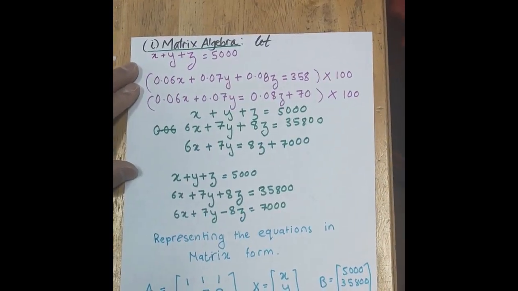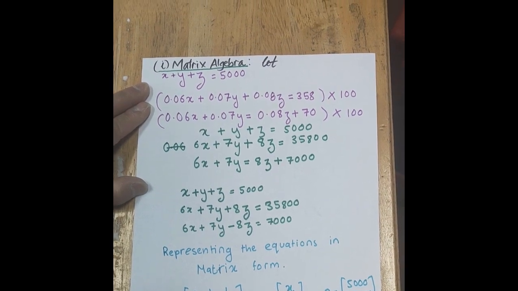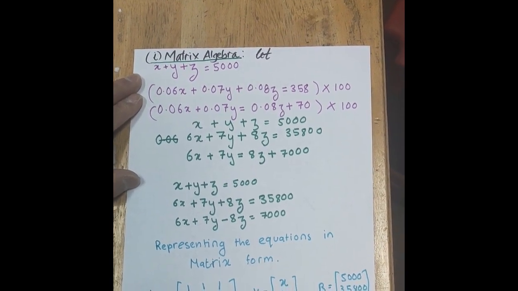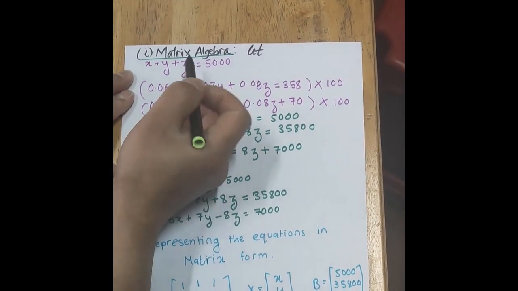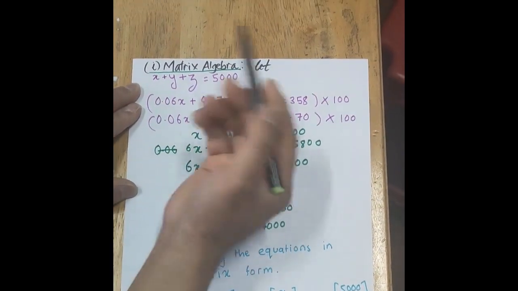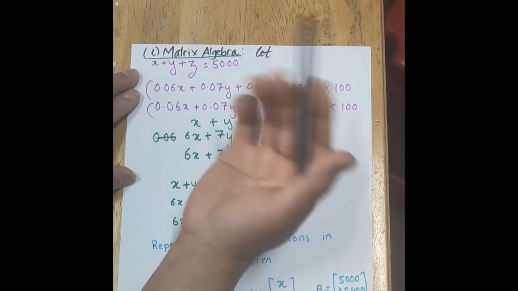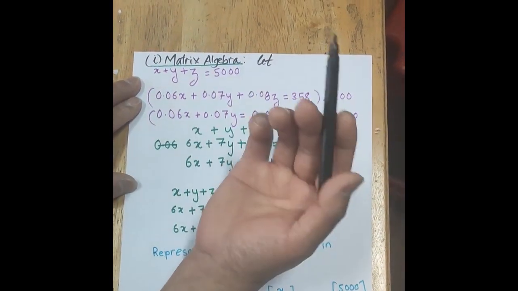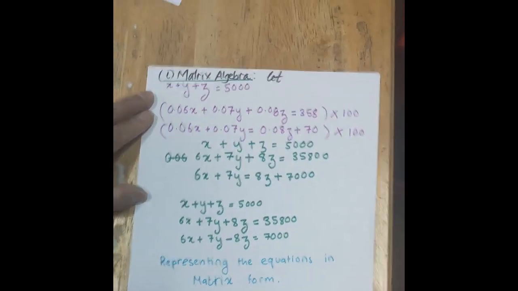Okay, now let us go to the solution to problem number 1, or example 1. So let us solve using the first method, which is matrix algebra. Sometimes it is known as the matrix inverse method, sometimes the matrix method, sometimes the matrix algebra method. So it all means the same thing.